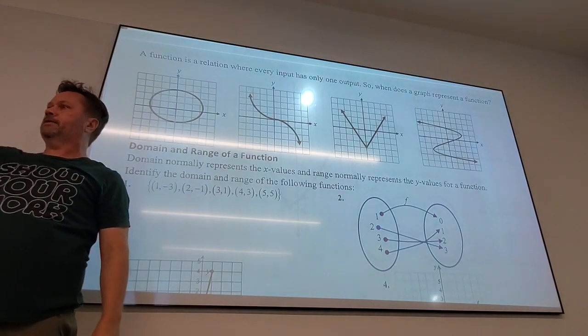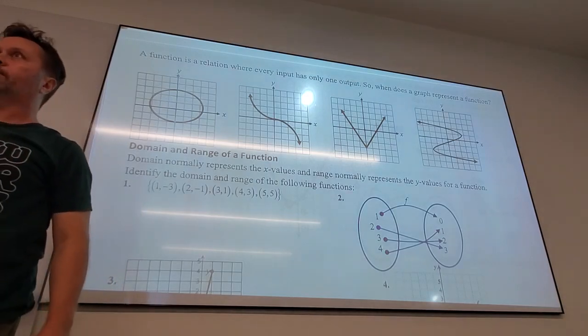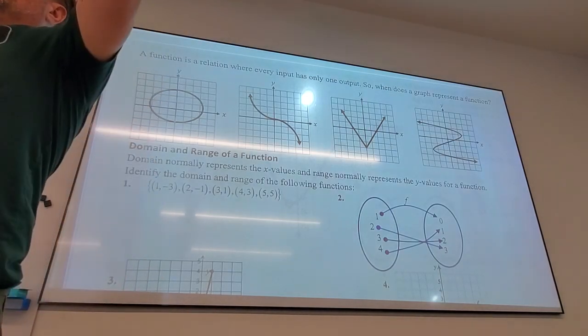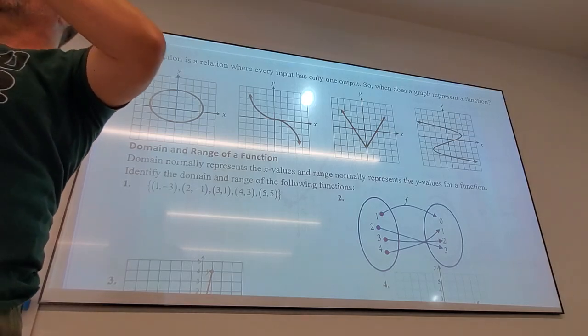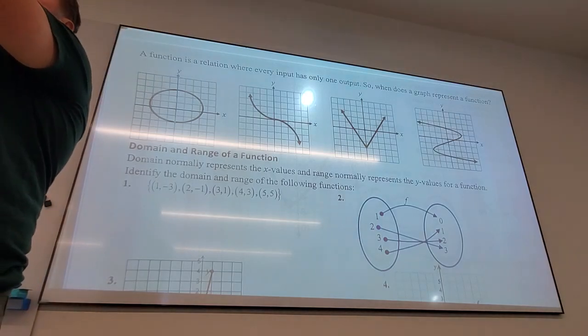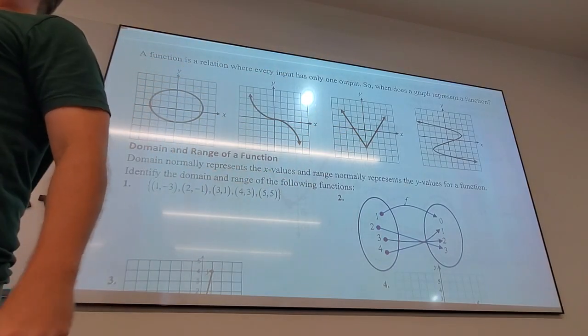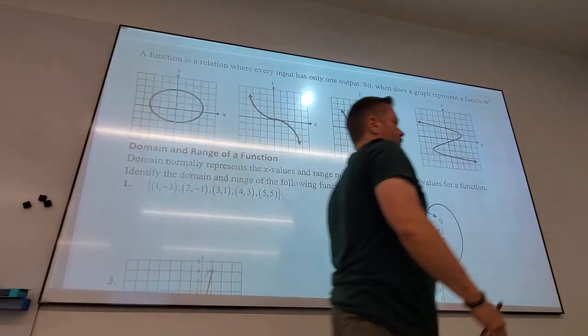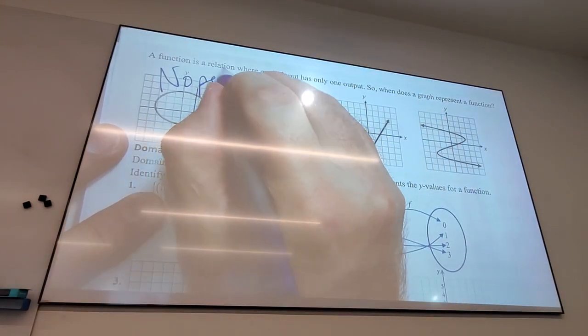Do you guys remember the vertical line test? It is just a visual representation of the definition of function. It's a visual representation of the definition of function. If I draw a vertical line, that represents one input. If it hits the graph more than once, that's more than one output. So that first graph is not a function.